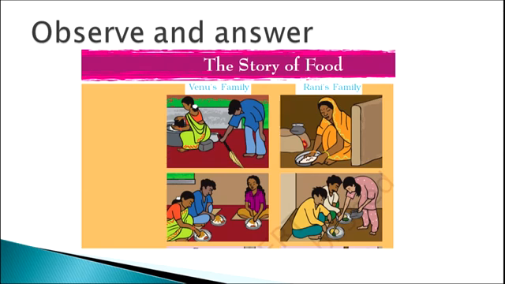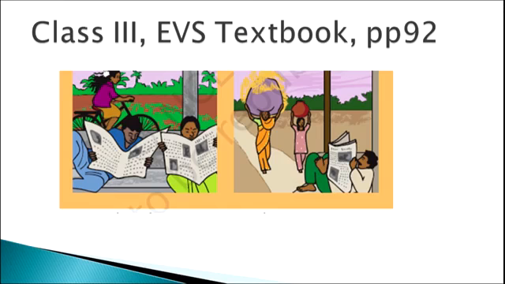Let us take another example. You must have seen this picture in the EVS textbook. This example is from the class 3 textbook. You see there are two different families. One is Venu's family and the other is Renu's family. Moving ahead, there are 6 pictures. In this slide there are only 4 pictures. So, this is the next picture. There are 2 families, Venu's family and Renu's family.